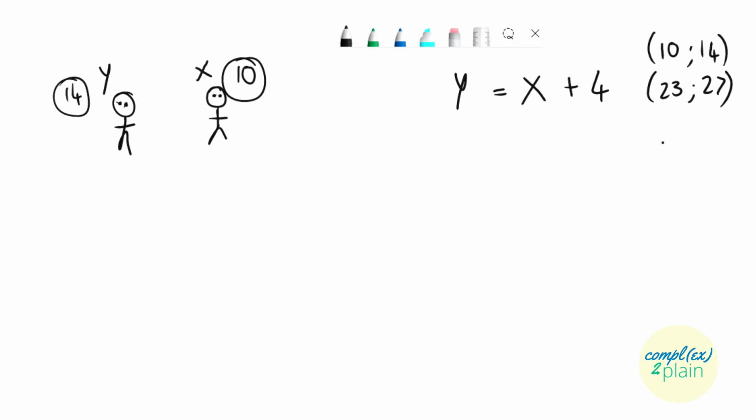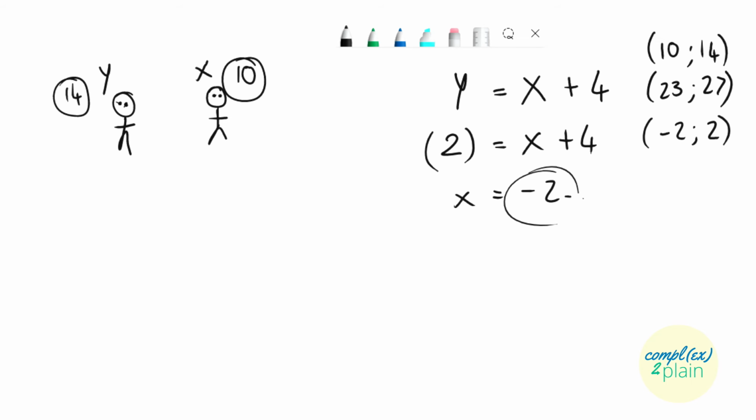Let's ask it the other way around. Let's ask, when you were 2 years old, how old was your sister? So now all we need to do is solve for X. That's going to be minus 2. Okay, so we know that when she's minus 2, you're going to be 2. There's our coordinate pair from that. There's the X and there's the Y.